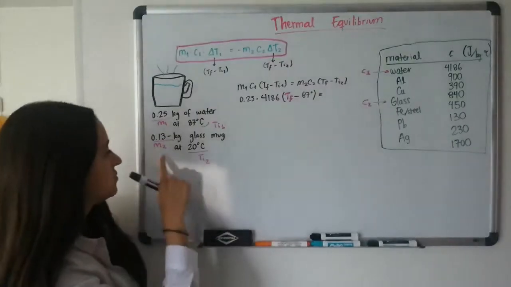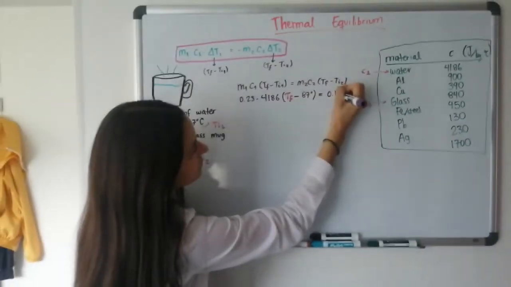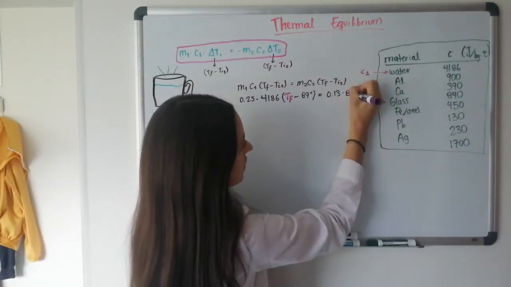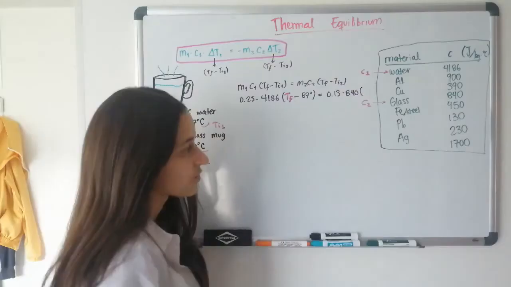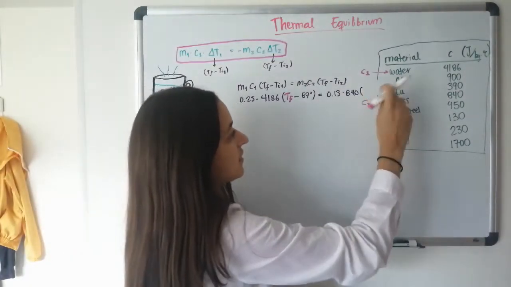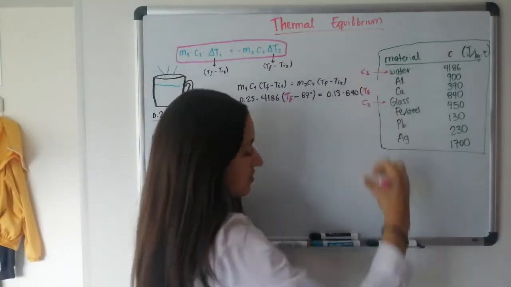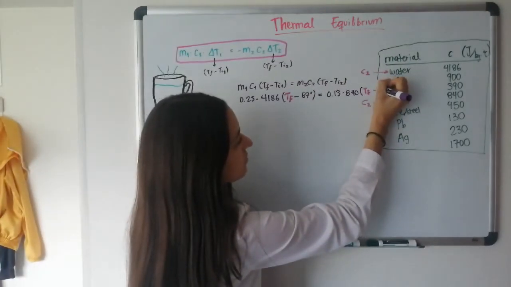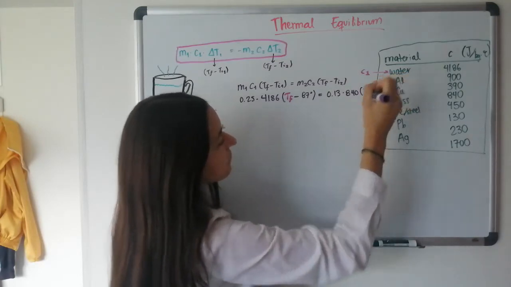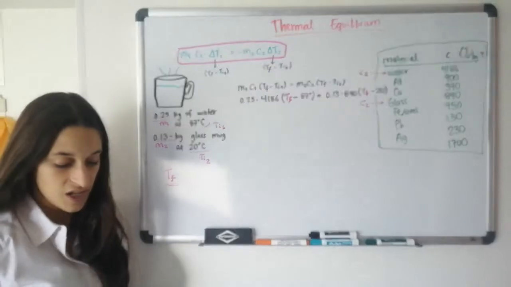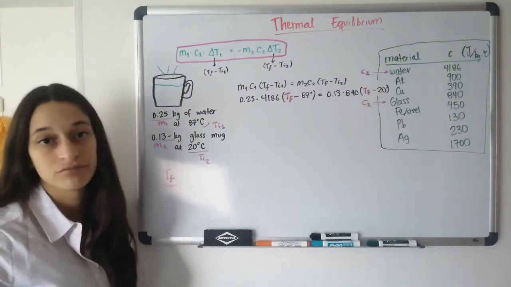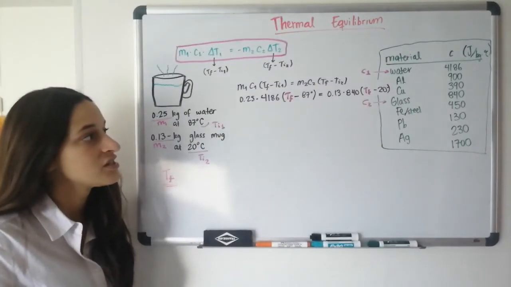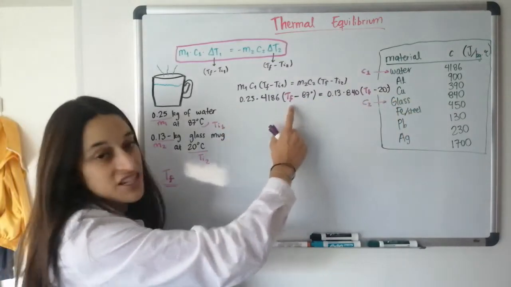Minus TI1. TI1 was 87 degrees. Equals m2. We have it here, 0.13. c2, here, 840. Times TF, which is what we need to find. TF, and minus the initial temperature 2, which is 20. So minus 20 degrees. Okay, that's our equation. That's what we need to do. So basically the physics part is over. We did all the physics part correctly. What we need to do now is just math, which is solving this long equation for TF.